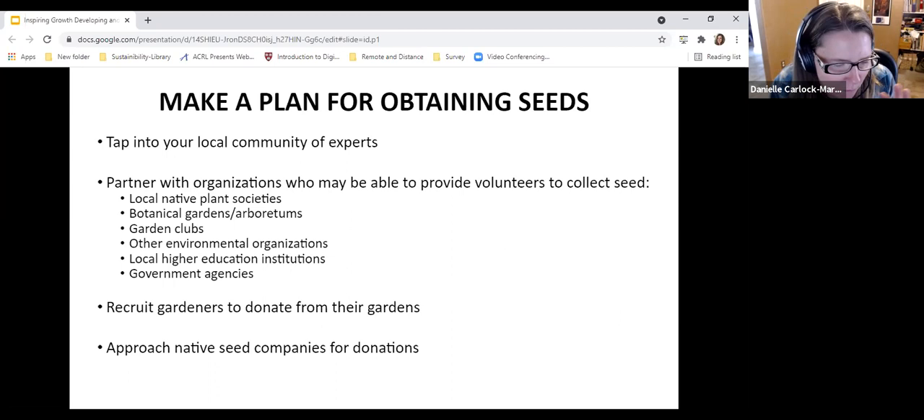So rather than people from the library going out and collecting seed, although if that's something they're interested in they can do, you may be able to harness all these different groups that might be able to collect seed. Another idea is recruiting gardeners who already have these plants in their yards to donate seed from their collections.